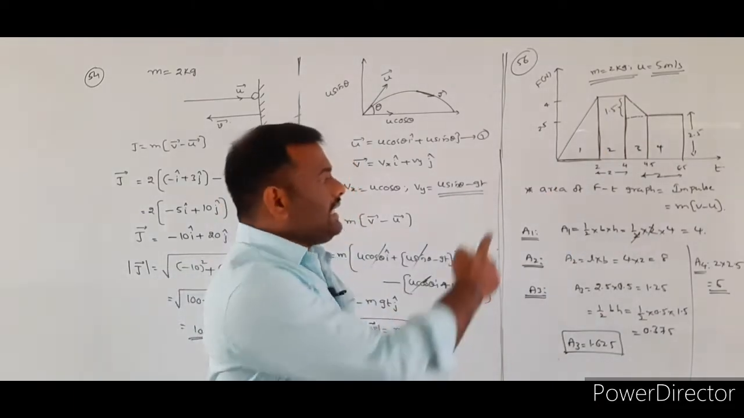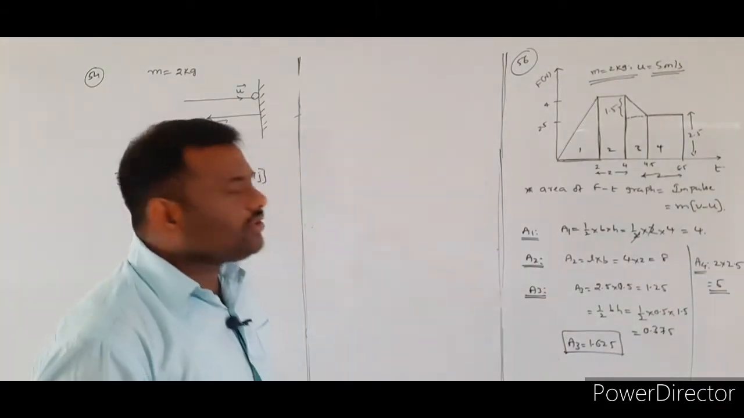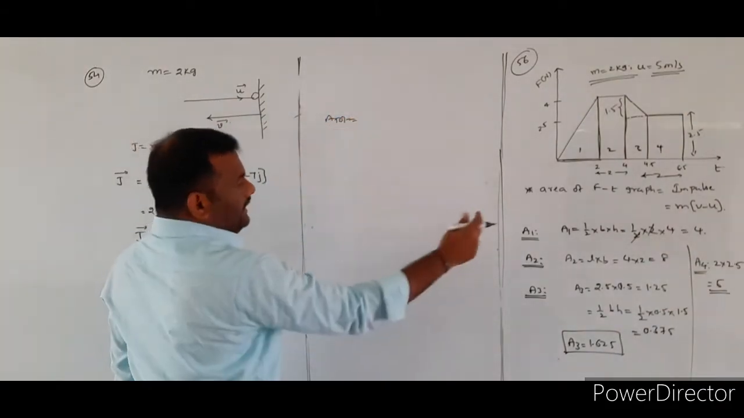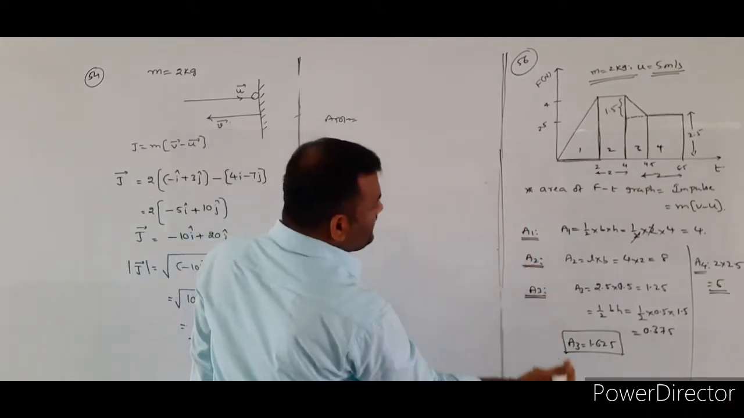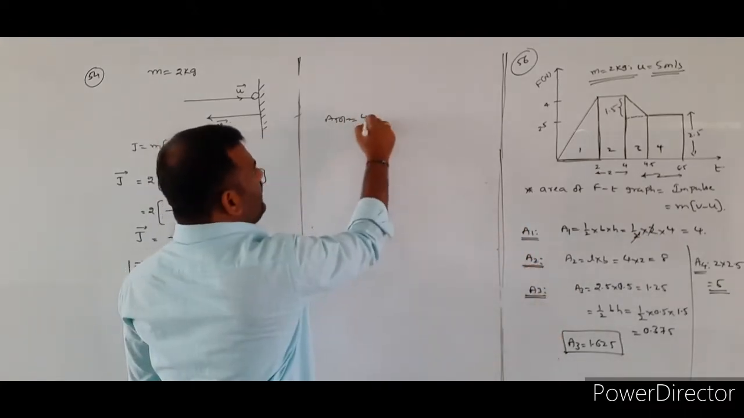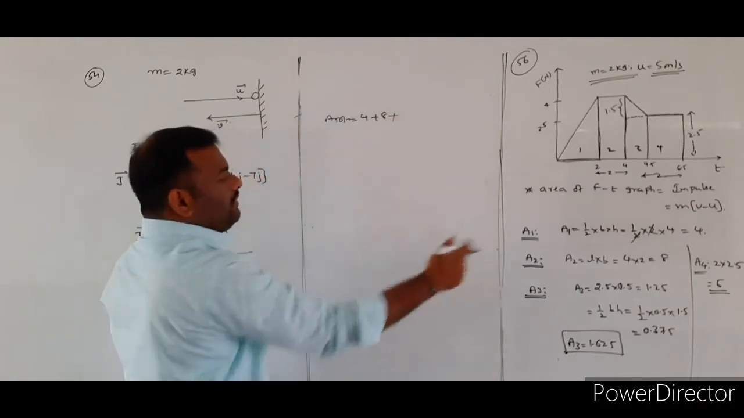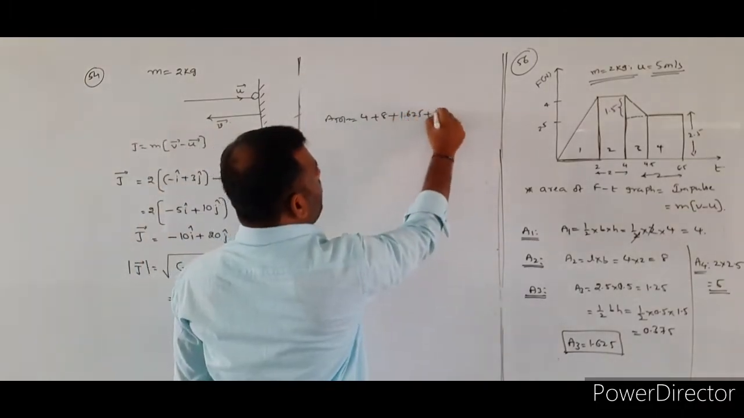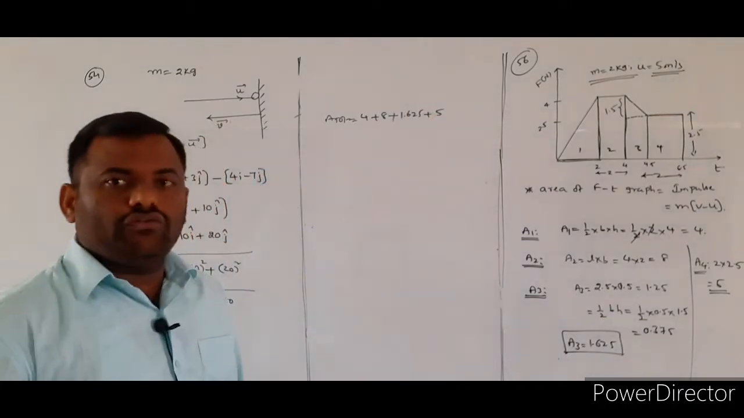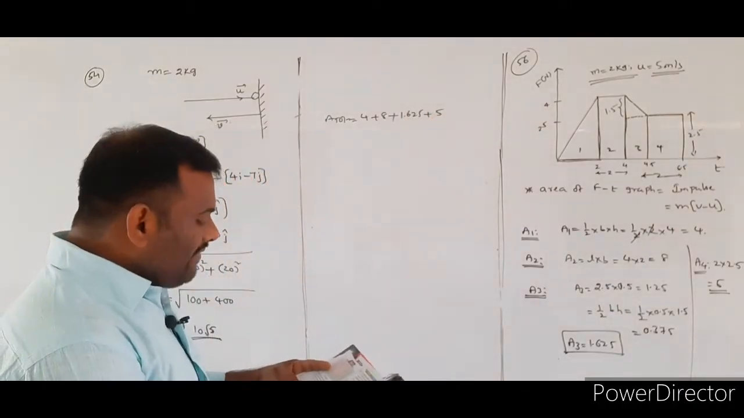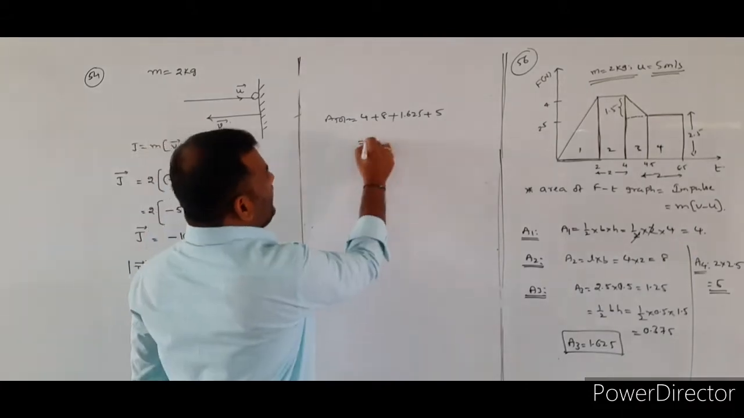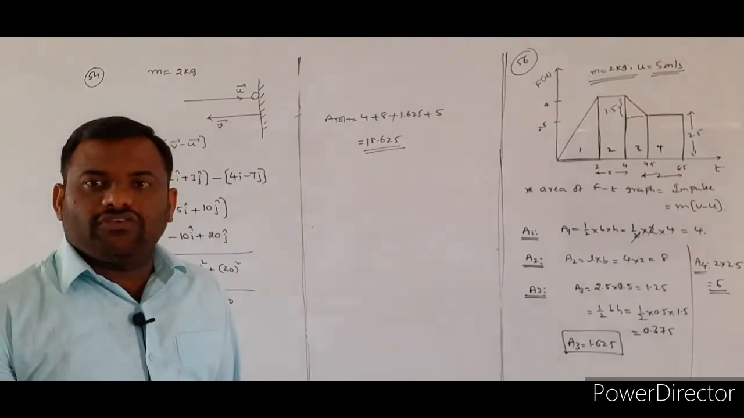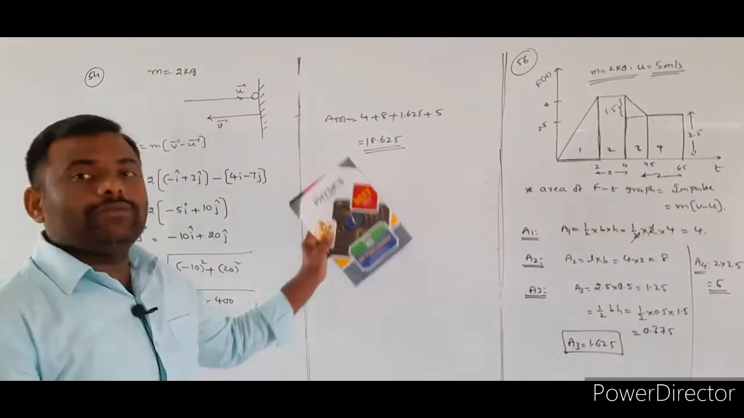Now we are going to calculate the final velocity. I will write the total area value. Total area value is equal to A1 plus A2 plus A3 plus A4. So A1 value is equal to 4, A2 value will be 8, A3 value is equal to 1.625 and A4 value is equal to 5. So the total area value is equal to 18.625. The total area bounded by the force time graph is equal to 18.625.